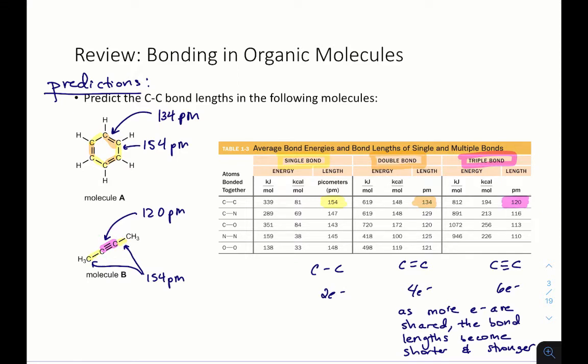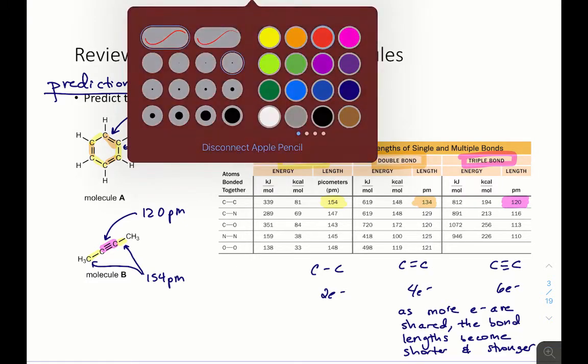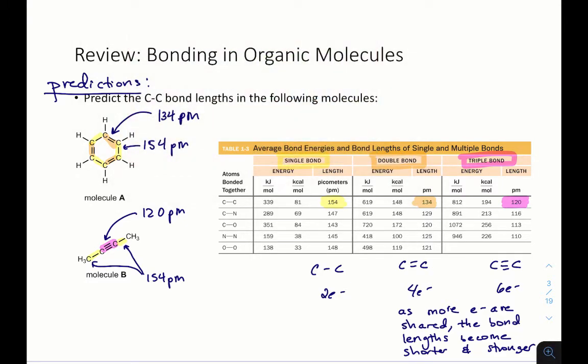Just like we did in the last lesson, we could look up X-ray crystal data for these molecules, where someone has actually measured the bond lengths. For molecule B, we would be correct in our predictions. That carbon-carbon triple bond has a bond length of 120 picometers. The single bonds have a bond length of 154 picometers.